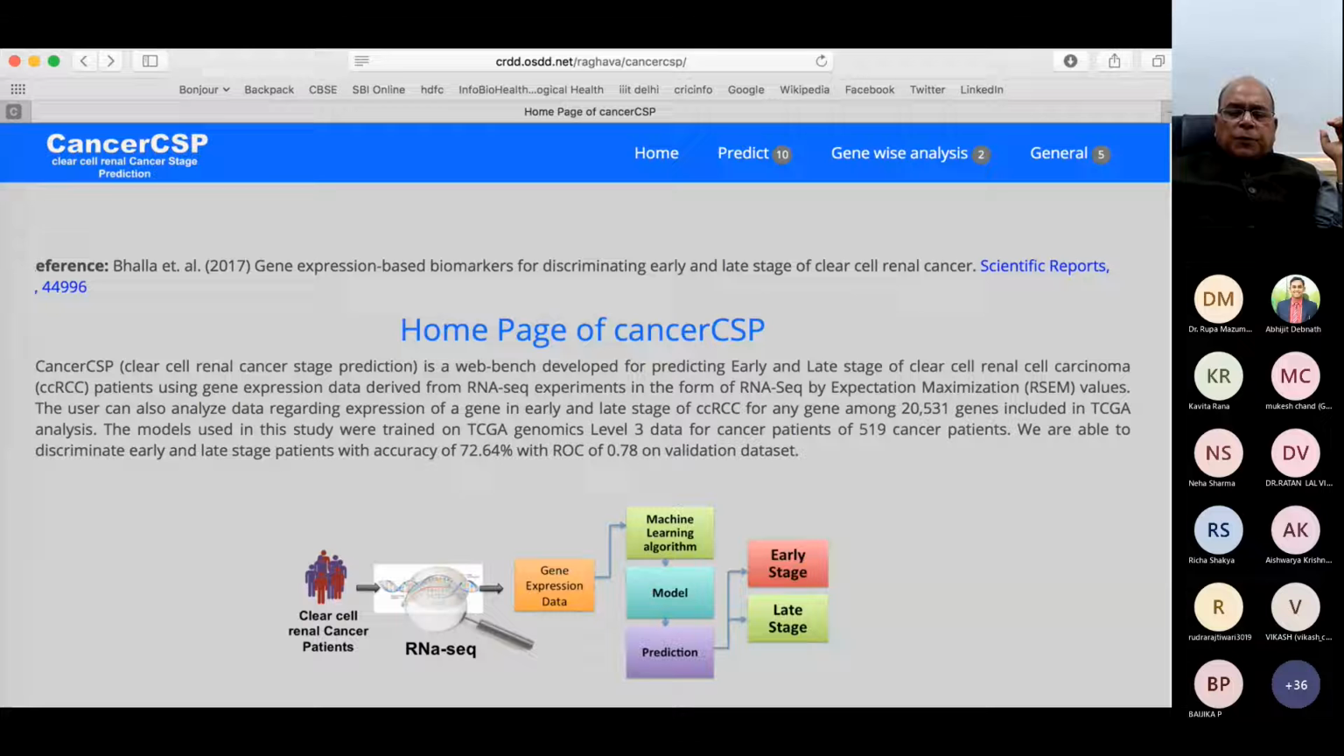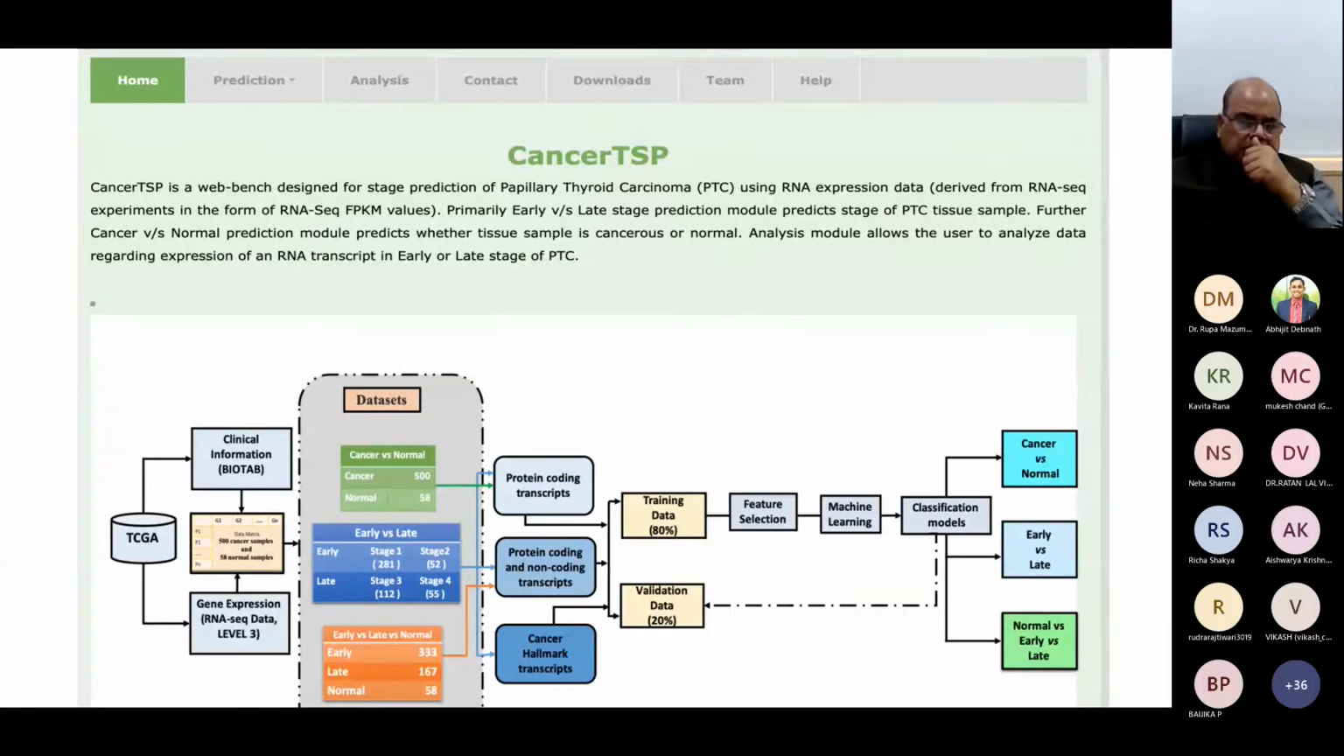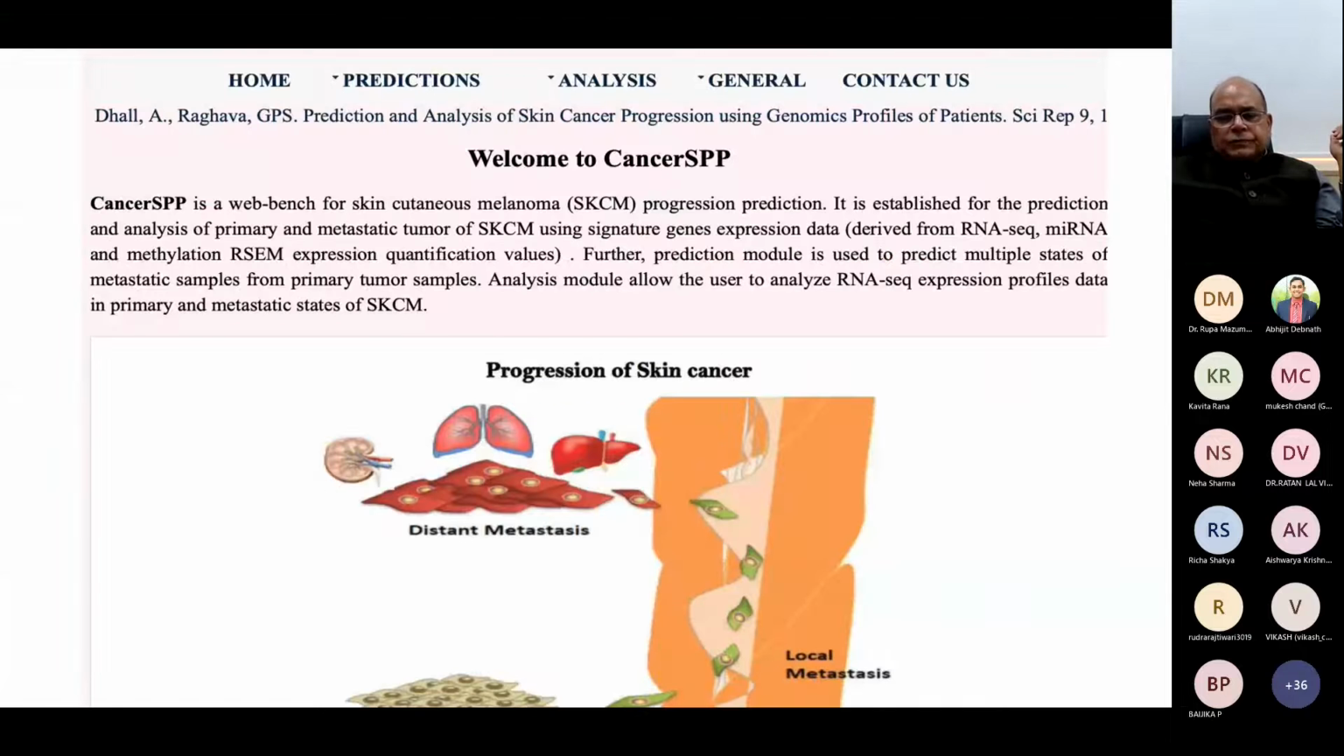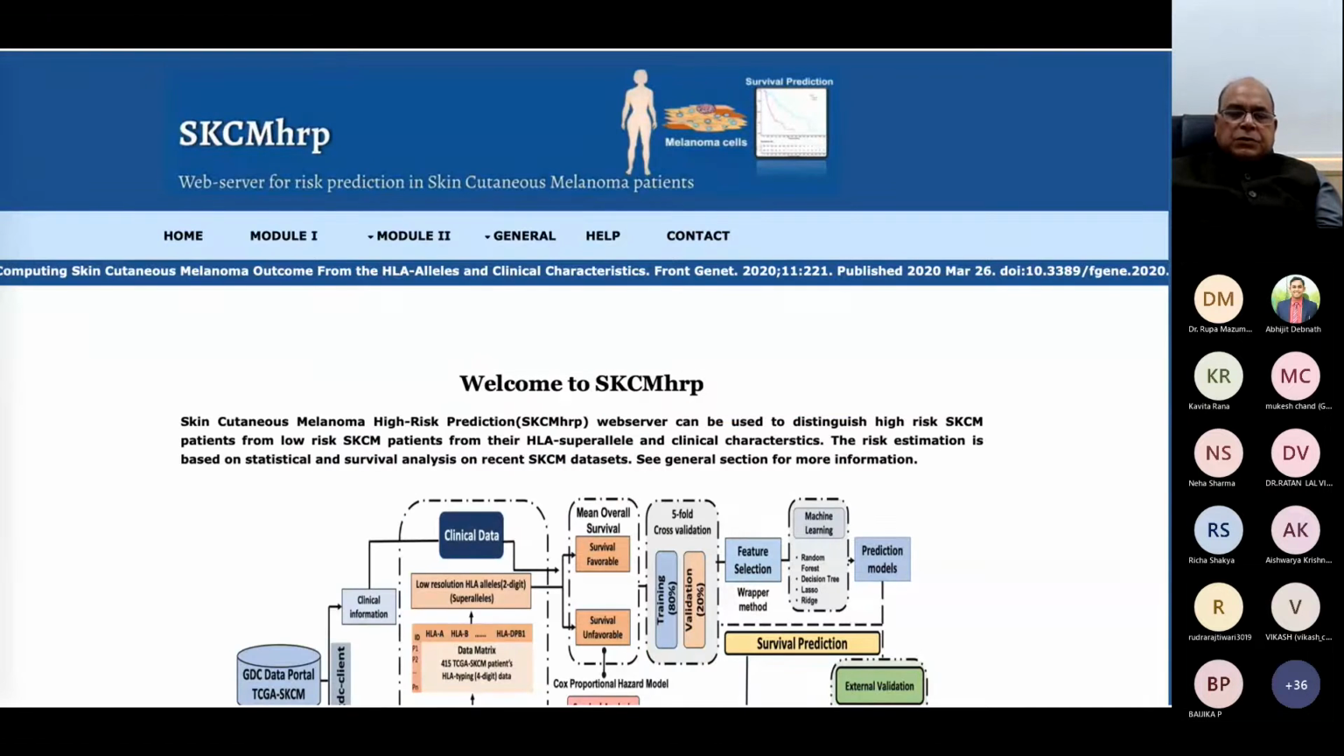Similarly, there is another method for classification of early and late stage of cancer. This tool is there, you can use it. Cancer TSP. I'm just skipping over them because they are repetitive things. Only if you are interested, you can use them. This is for skin cancer progression, whether it's a localized metastasis or global metastasis, or it goes beyond the nodes. Based on the genomic profile, we propose a method to predict it.